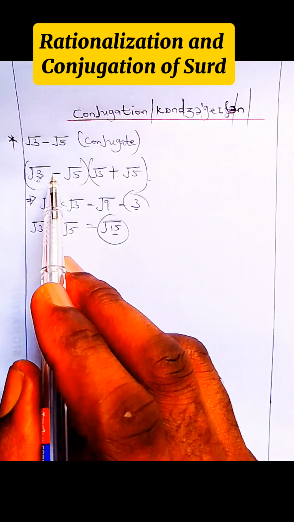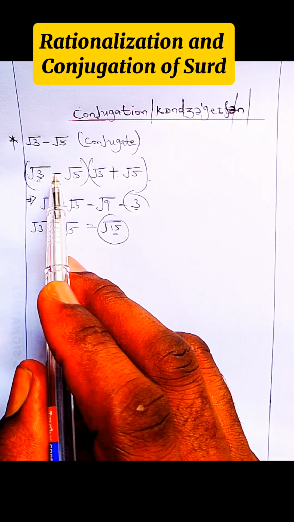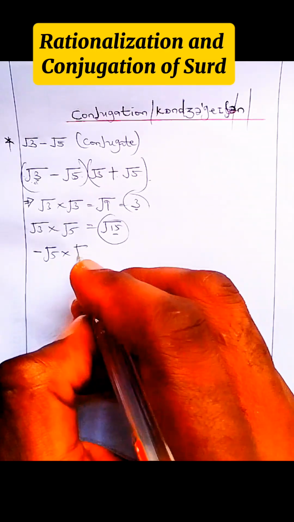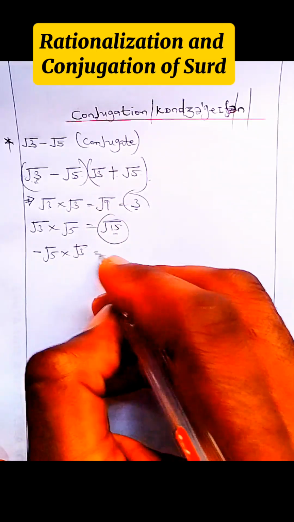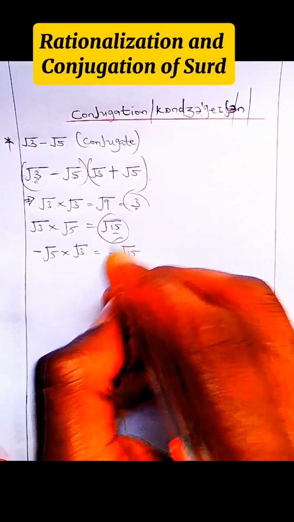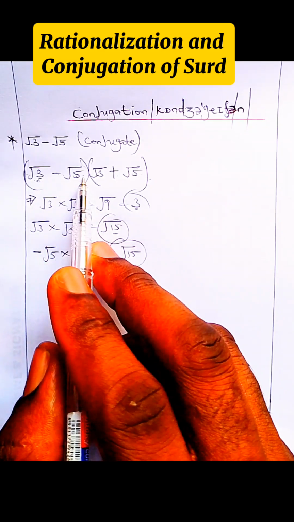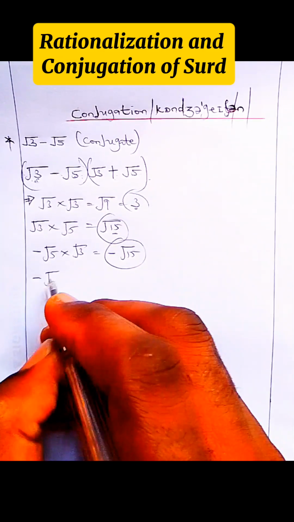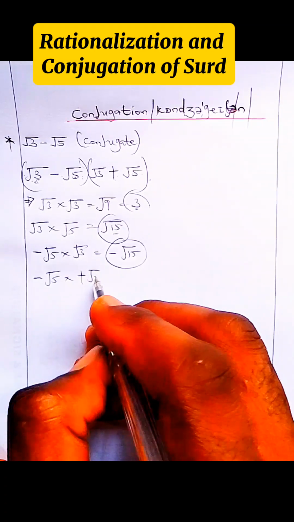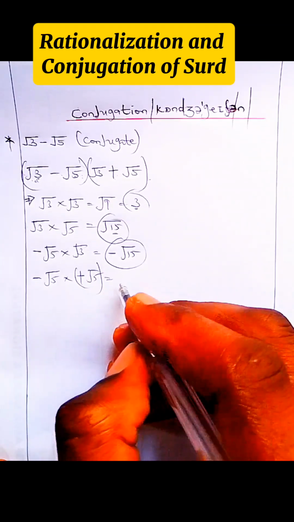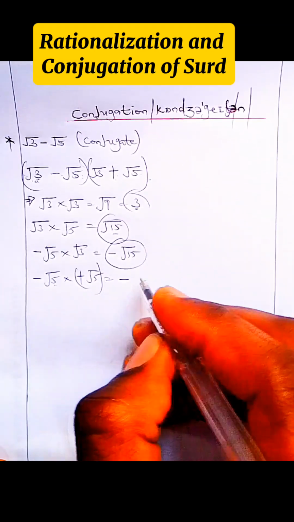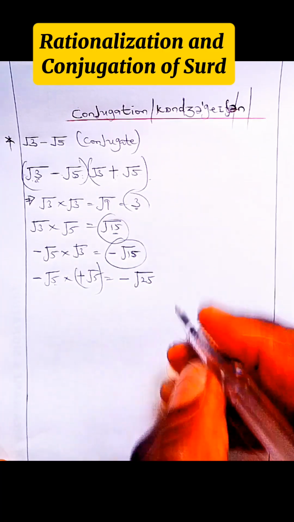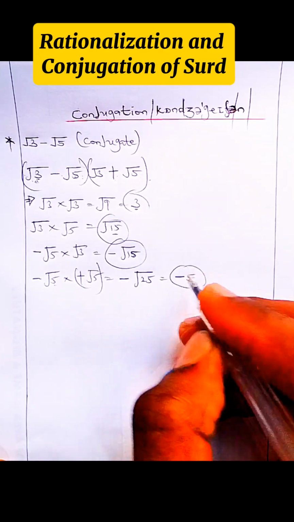The next is we're going to work with minus root 5. So this minus root 5 here times root 3 here, which is positive sign. So that's minus root 15. Sorted. So minus root 5, I beg your pardon, times plus root 5. Right here, what do we have? Minus times plus is minus. Root 5 times root 5 is root 25. So root 25 is minus 5. So we're done with that.